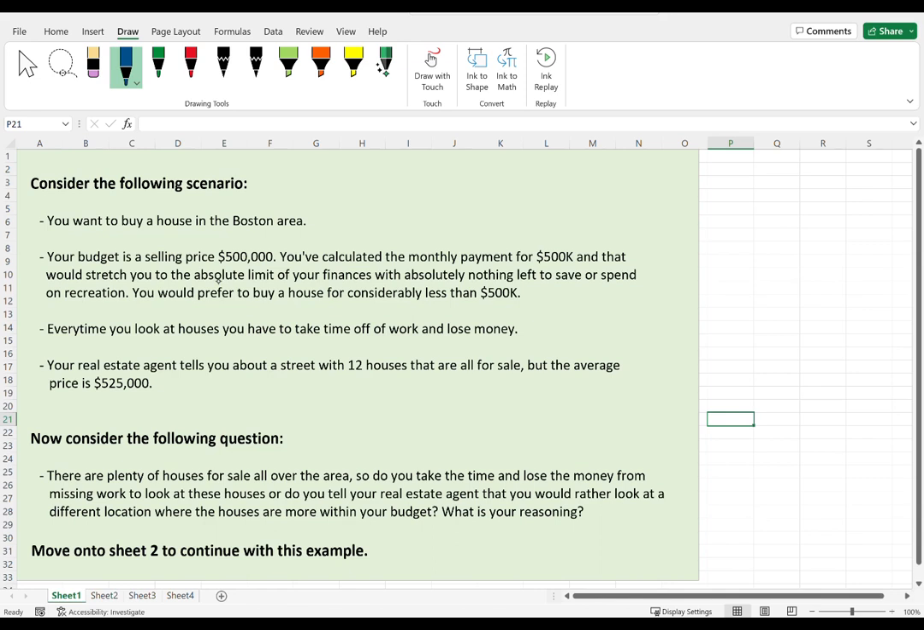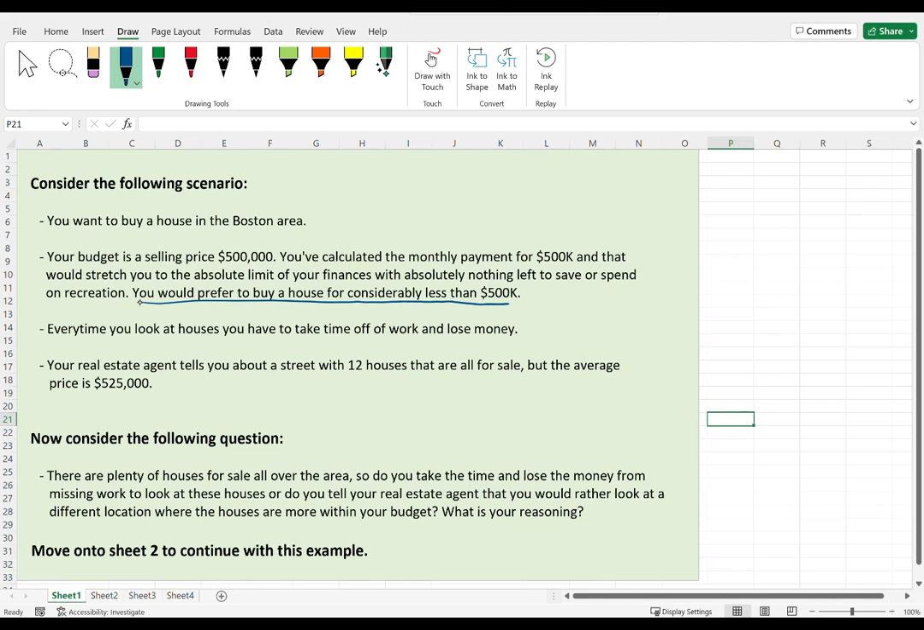So let's say you've calculated the monthly payment for a selling price. That's just the price tag on the house. So if the price tag is $500,000, the monthly payment would stretch you to the absolute limit of your finances. Not a dollar left over to save or spend on recreation. So you would prefer to buy a house for considerably less than $500,000. $450,000, $425,000, something in that range. Right? $500,000 is your absolute max.